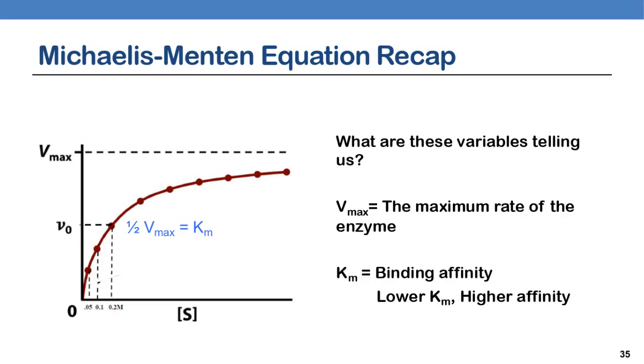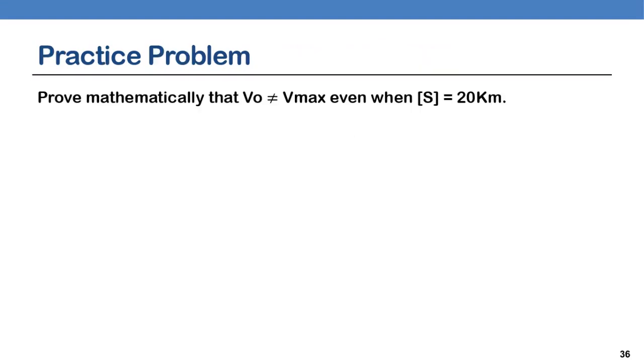All right, next question is, prove mathematically that V naught does not equal Vmax even when substrate concentration is 20 times the Km. So if we were to plug this into our Michaelis-Menten equation, what would we get for our Vmax?